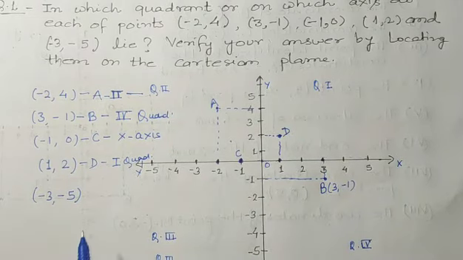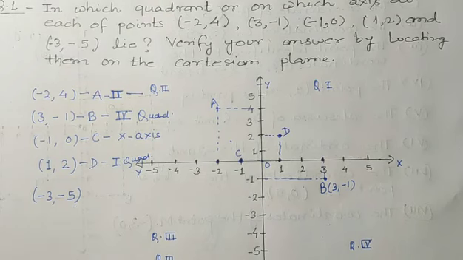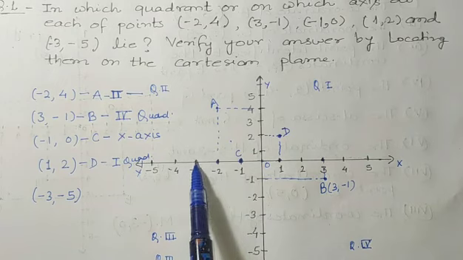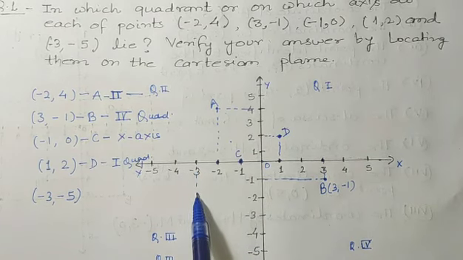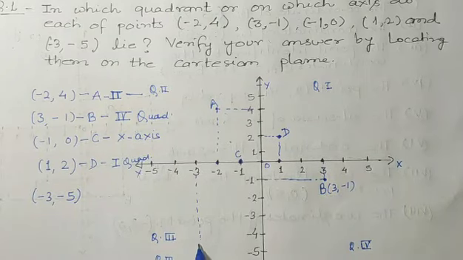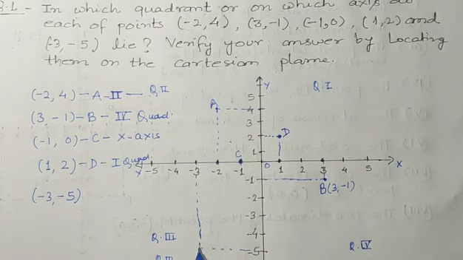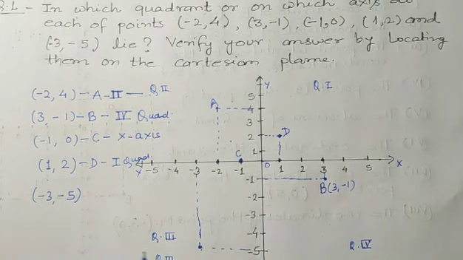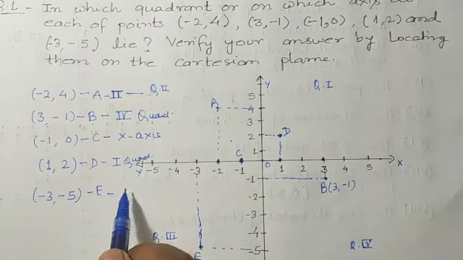Okay, now fifth point, (-3, -5). So (-3, -5), students, see, towards x direction minus 3, towards y direction minus 5. So just draw a perpendicular line from x-axis and from y-axis. Where it will meet, that point will be what? Suppose this point is E. So this point E, and where does it lie, it lies in quadrant third.